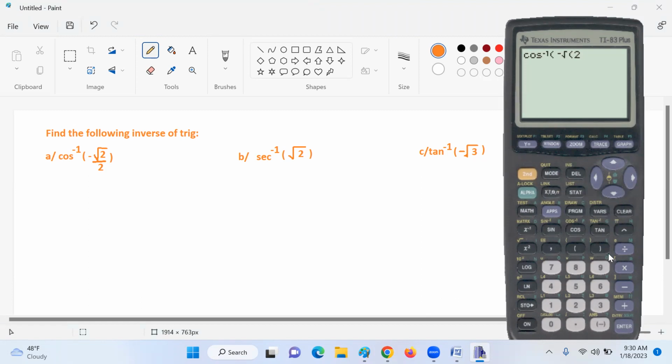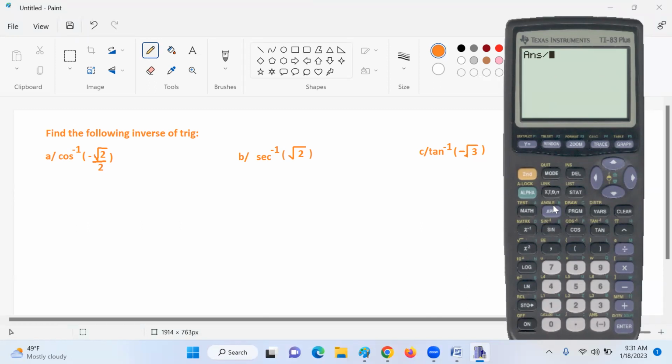45. It's actually negative 45. Negative 45 is actually not the answer, right? So let me change back to degrees first, because I had set it up to radians.